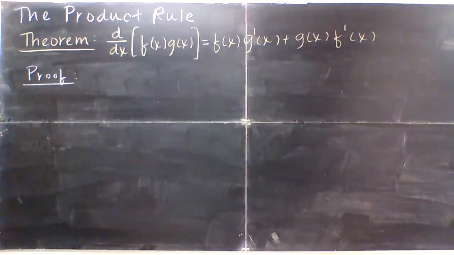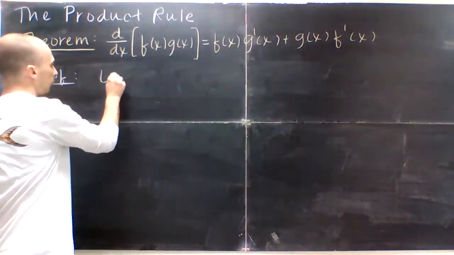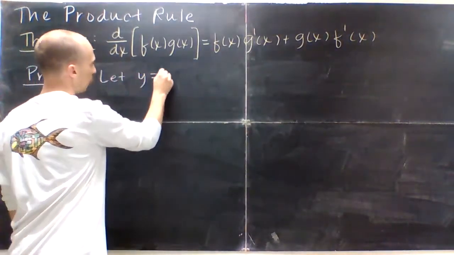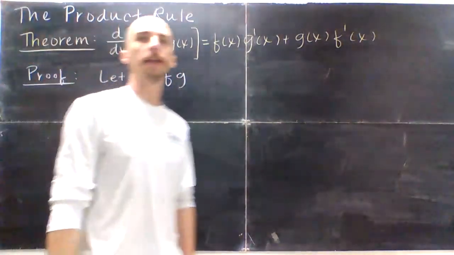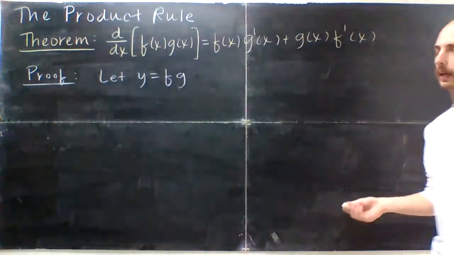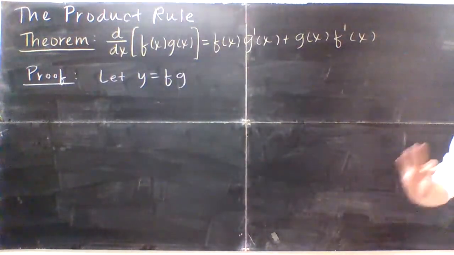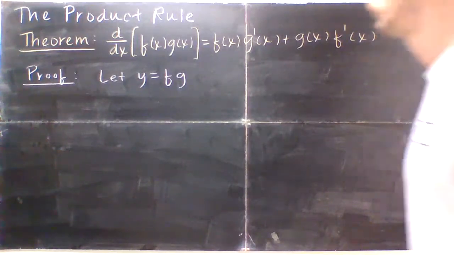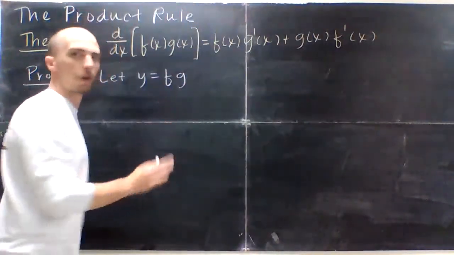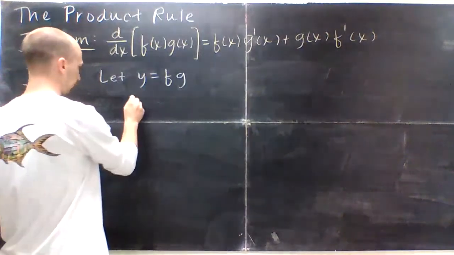So what I'm going to do is I'm going to say let y equal f times g, okay? Where by y and f and g, I mean functions of x. I'm just going to assume you understand what I'm saying there when I say y equals f times g. So what I'm going to do is take the natural log of both sides of this equation.